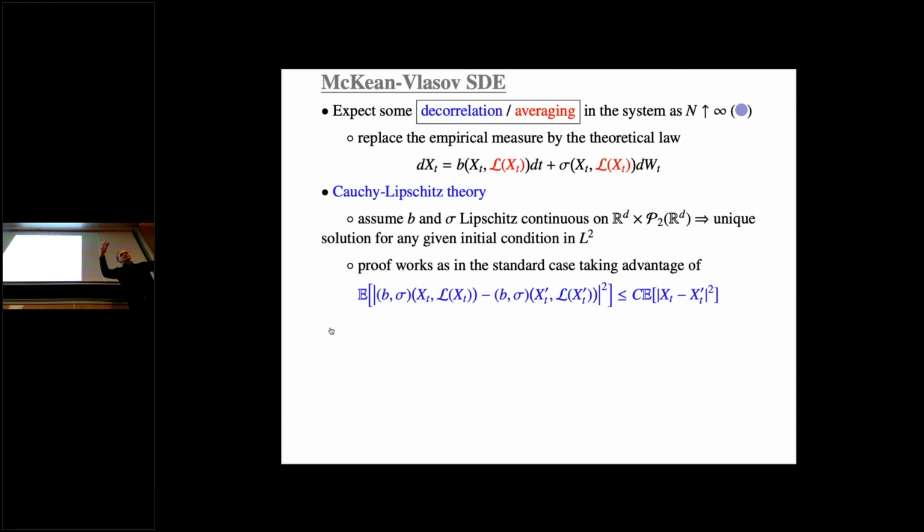I postulate that when n tends to infinity, my particle system is going to solve in the limit what I'm going to call a McKean-Vlasov equation.